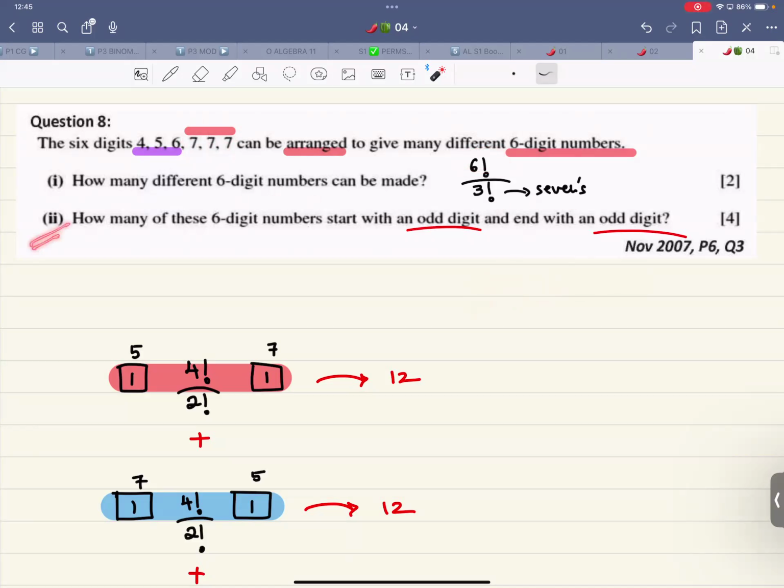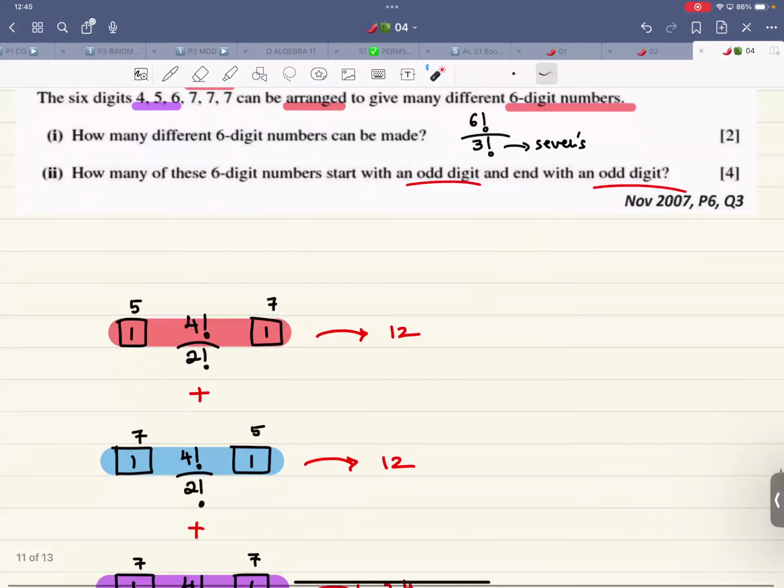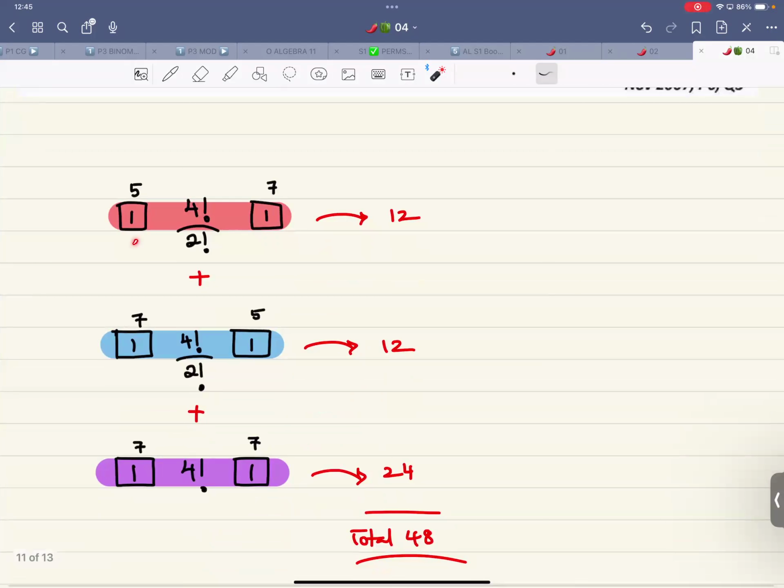The next one: how many of these 6-digit numbers start with an odd and end with an odd? How many odds are there? There is 5 and then there are three 7s. It can start with a 5 and end with a 7. If it starts with a 5, one 5 is used. If it ends with a 7, one 7 is used. Two 7s are left, so that is why division by 2 factorial. Why 4 factorial? Because 4 digits are left. Start with a 7, end with a 5, the same thing as above.